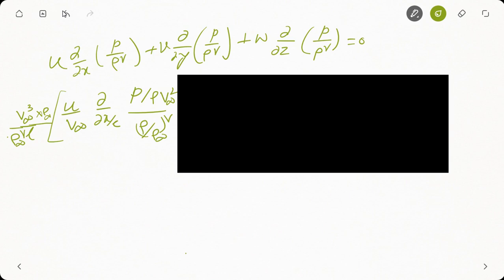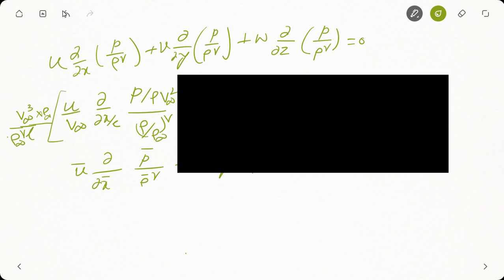Similarly, we do all these things. This becomes u bar dou upon dou x bar of p bar by rho bar to the power gamma, and similarly the others become v bar dou upon dou y bar of p bar by rho bar to the power gamma, and w bar dou upon dou z bar of p bar by rho bar to the power gamma equal to 0, because this will be the common factor coming out of it.